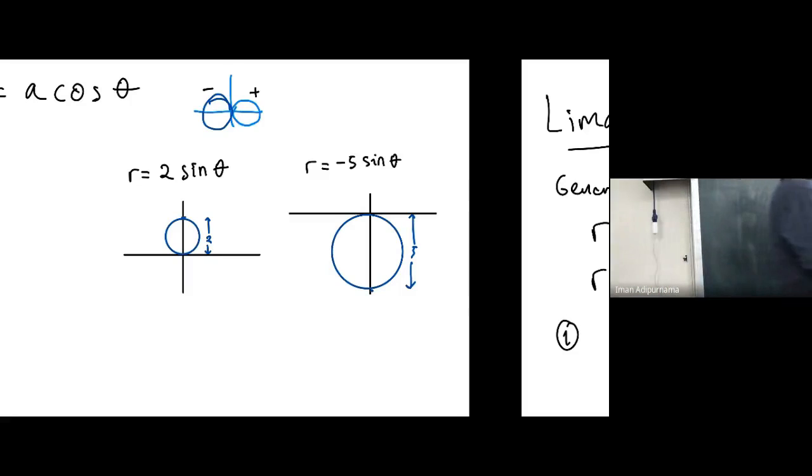Okay, I think for sine and cos, like a cos theta or a sine theta, it's not too difficult. So the same thing with cos. If you have the positive cos, it should be here, and when you have the negative one, it should be here. Okay, it's not too complicated.